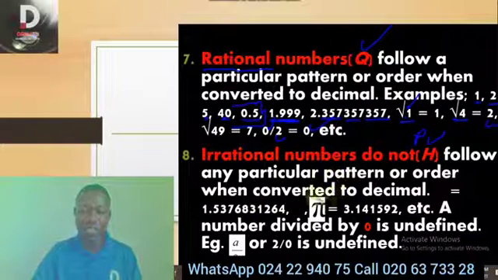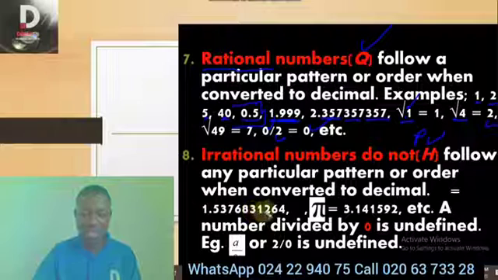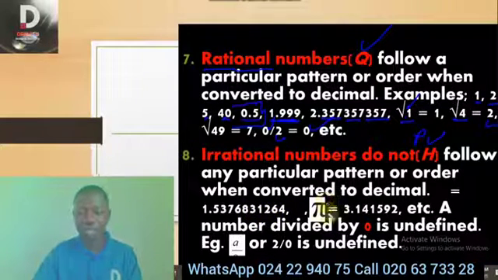Now, irrational numbers don't follow a particular pattern when converted to decimal. So an example is this: 1.537681264. Is there any pattern or order? No, there's no pattern or order. What about this?